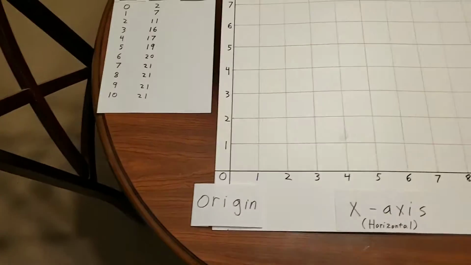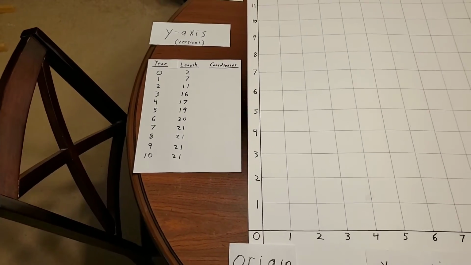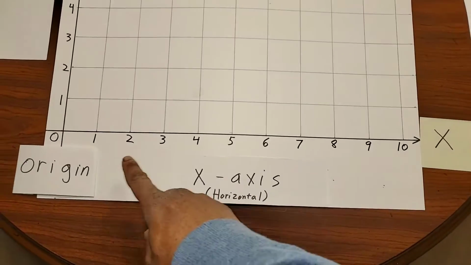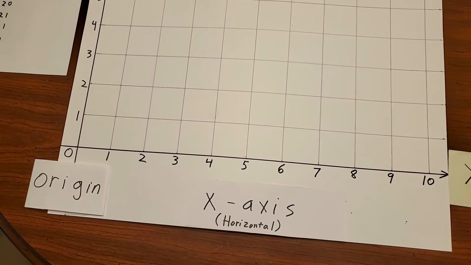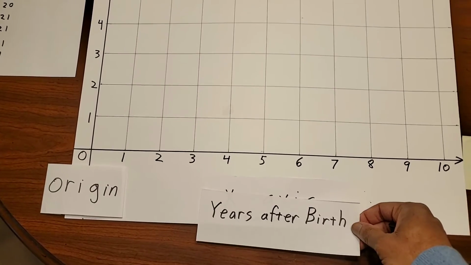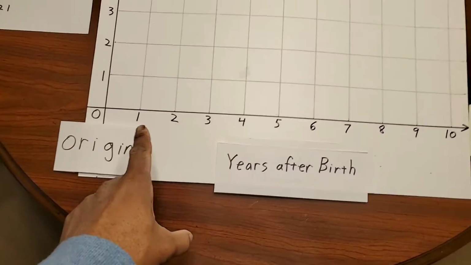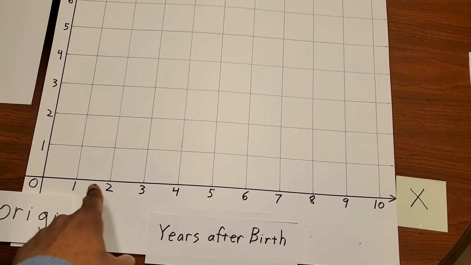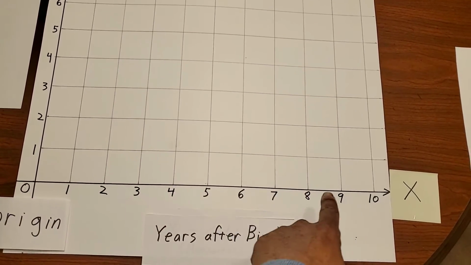Okay, so let's go back to our graph because we are going to plot these on our graph. How are we going to do that first? Let's go back to our x-axis. Remember what our x-axis is. Our x-axis goes horizontal. We're going to use our x-axis to represent the years after their birth. So everything on our x-axis is going to represent the years. This is year 0, year 1, year 2, year 3, year 4, year 5, going all the way up to year 10.